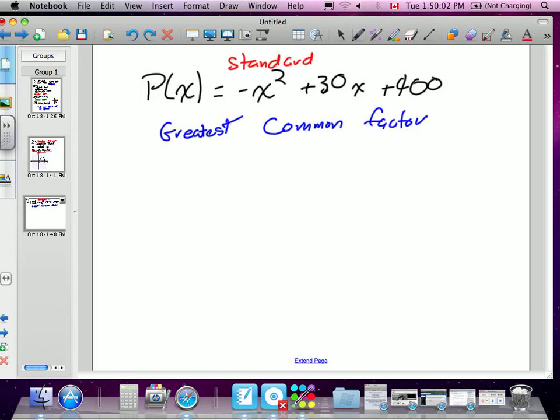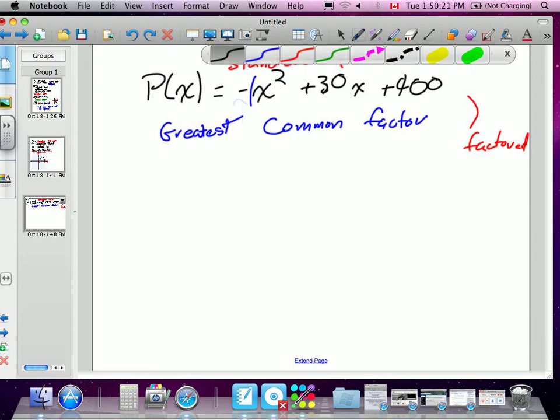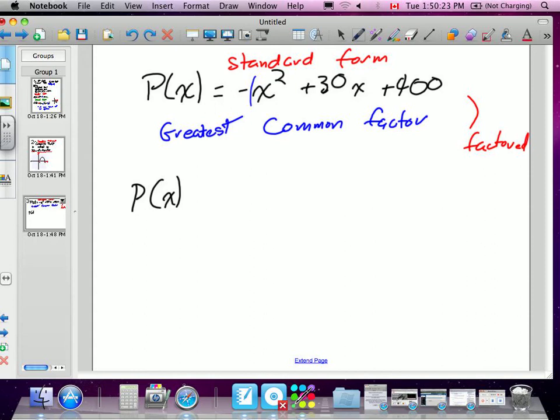To figure this out, we need to move from standard form to a factored form. Now, our greatest common factor, from what we were doing before, we hadn't worked with negative numbers. The number in front of the x squared is -1, so I'm going to factor out this -1 so that I can work with this equation. When I factor -1 out, I'll be left with positive x squared minus 30x minus 400. You guys okay with that?